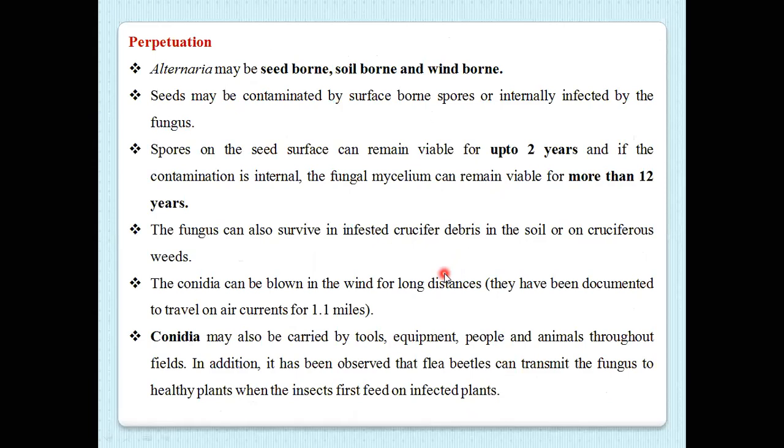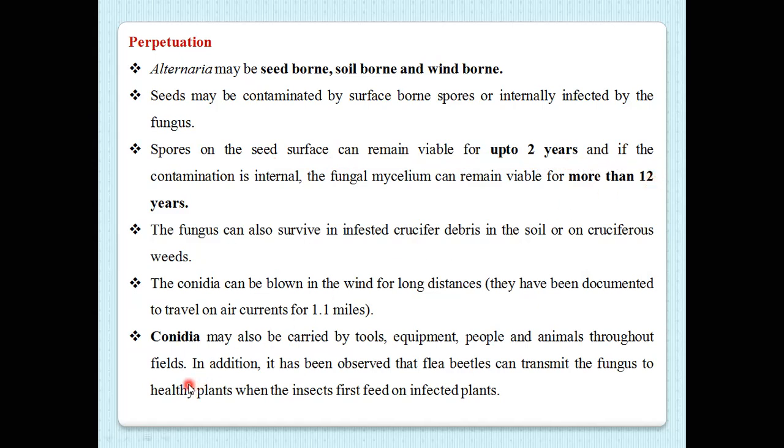Okay, then perpetuation. This fungus may be seed borne, soil borne, and wind borne. It means seeds may be contaminated with surface-borne spores or internally infected by the fungus. Primary infection takes place through the infected seeds used for sowing, and another source is the infected plant part debris in the soil. These spores may survive on the seed pod or on the surface of the seed and may be viable for up to 2 years.